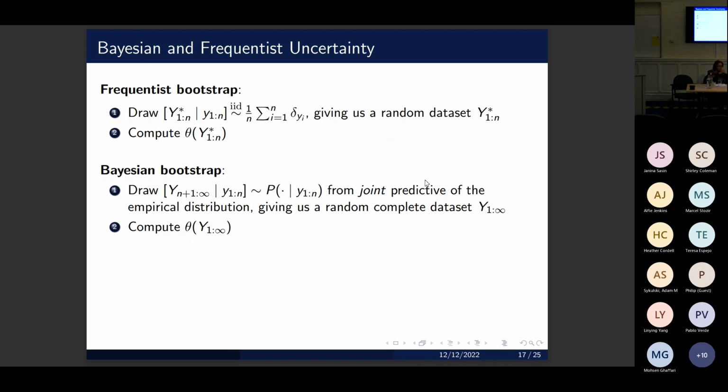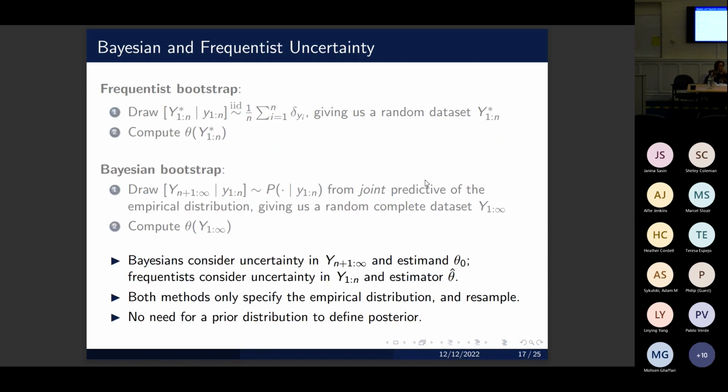So for the frequentist, what one does is model the underlying distribution as the empirical distribution, and draw n repeats from this population, y1 to n star, without any idea of updating. This gives us a random data set, y star 1 to n, and then we compute the estimate theta as a function of y1 to n star. On the other hand, the Bayesian bootstrap draws this population yn plus 1 to infinity from the joint predictive implied by the sequence of empirical distributions, giving us a random complete data set y1 to infinity from which we compute our parameter of interest.